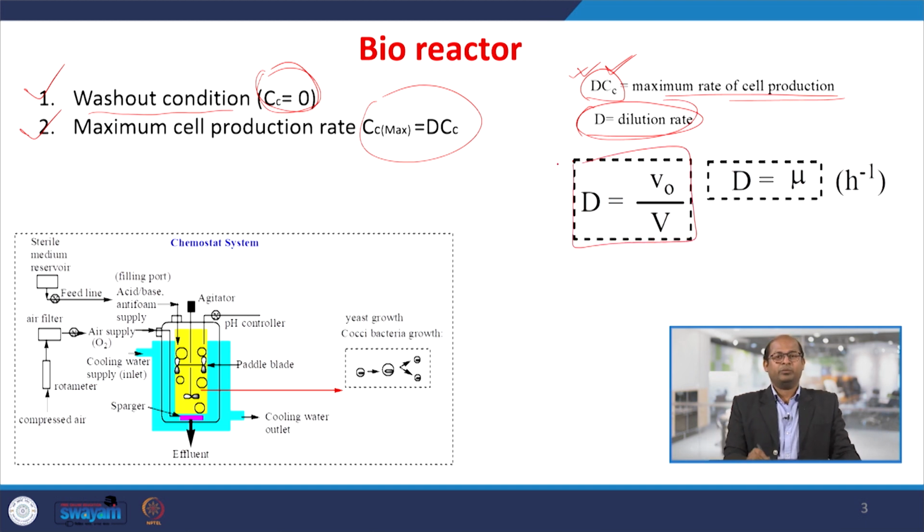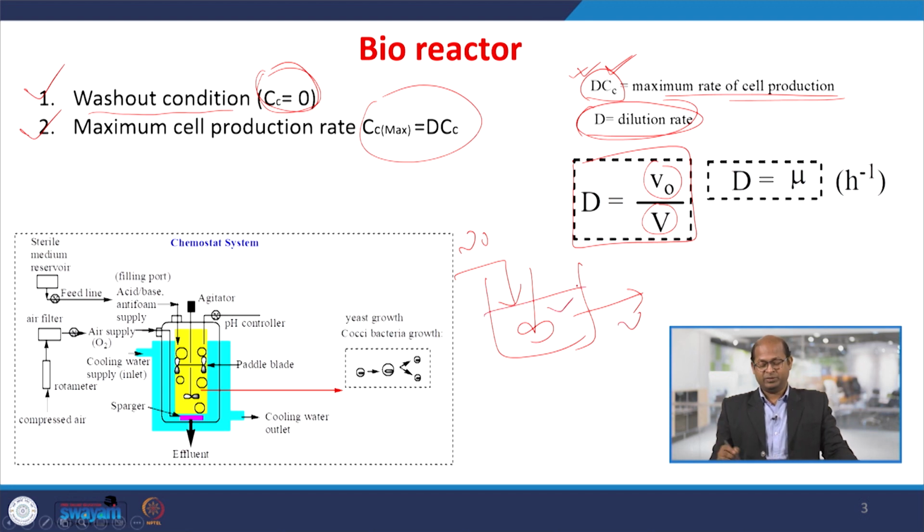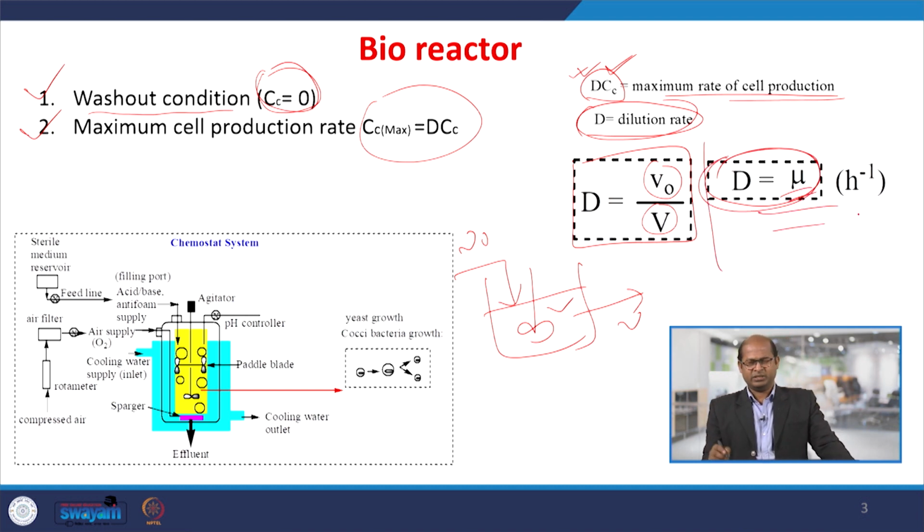And what is the dilution rate, capital D? Capital D is V naught by V, where V is the volume of the reactor and V naught is the volumetric flow rate. So, if the volumetric flow rate entering the reactor and the volume V are specified, then we can find the dilution rate D. D equals mu, the specific growth rate constant, and how that comes about we will discuss. The definition of the dilution rate is V naught by V, with units of hour inverse, or time inverse.